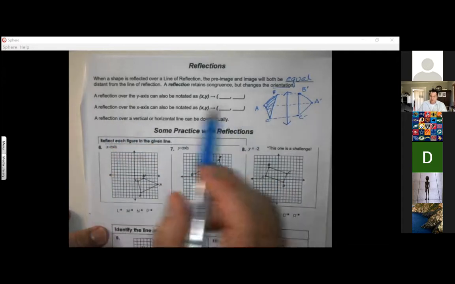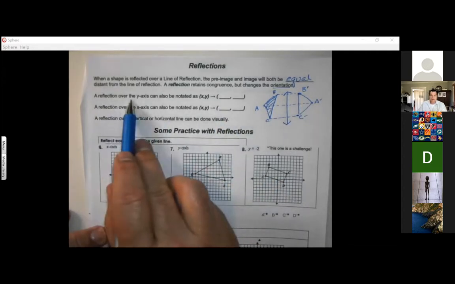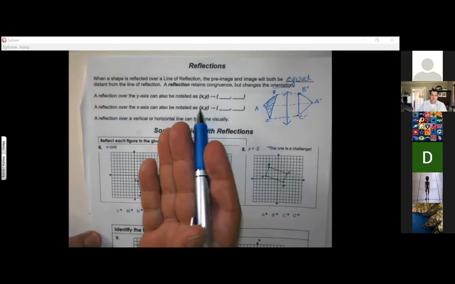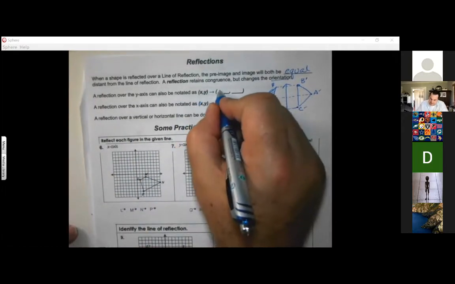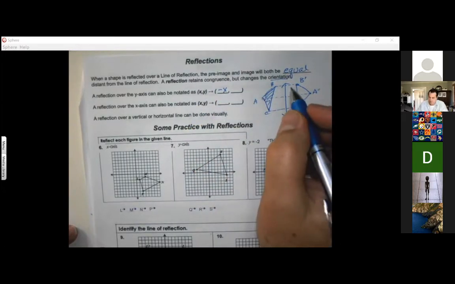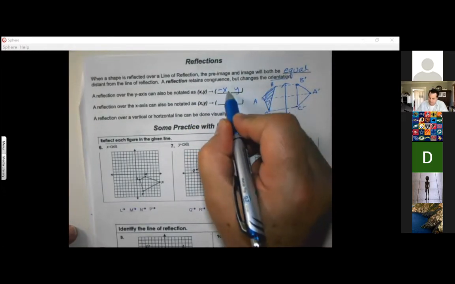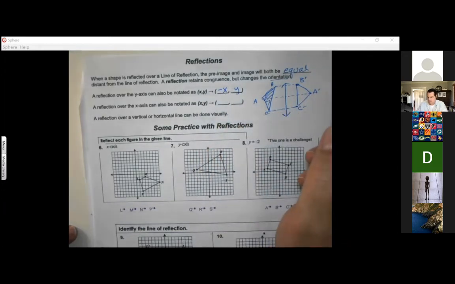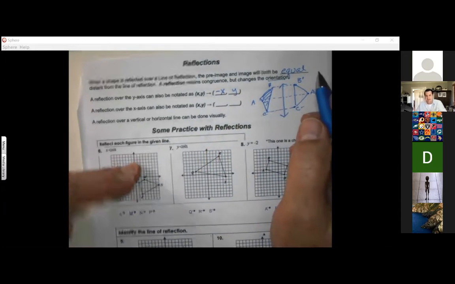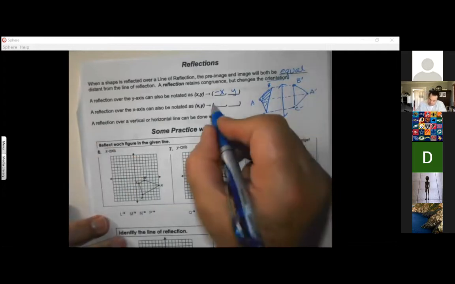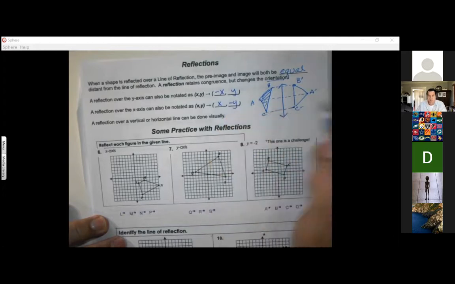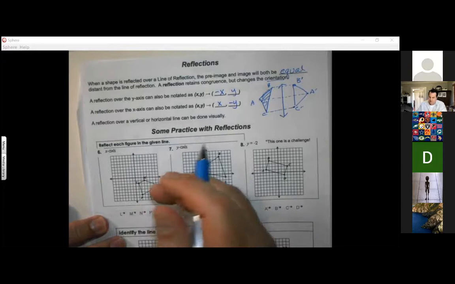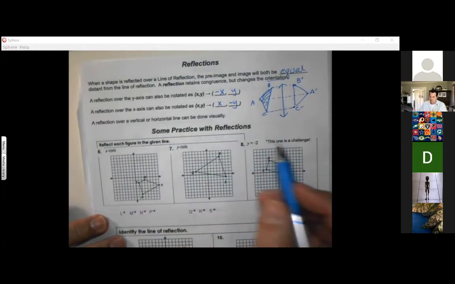Specifically, we're going to deal with a couple of them. A reflection over the y-axis, in other words, when it goes from here and flips over that way, is going to take all those x values and make them negative, and the y values stay exactly the same. On the other hand, when we want to flip over the x-axis, all the x values should stay the same, and the y values go negative. And a reflection over a vertical or horizontal line can be done visually, that I'll show you in just a moment.